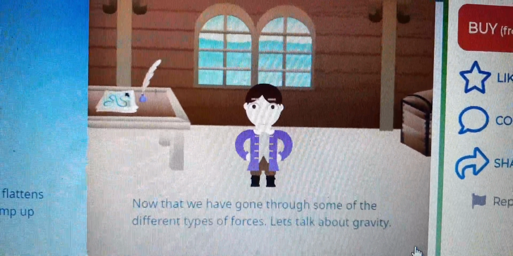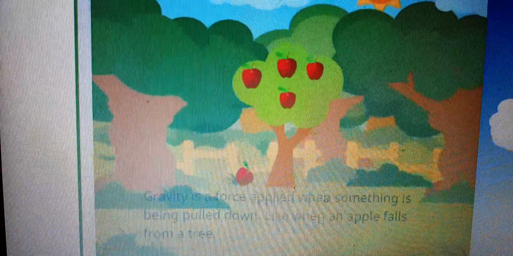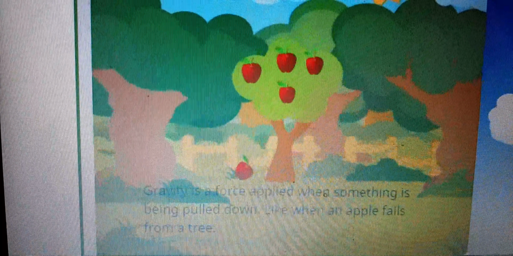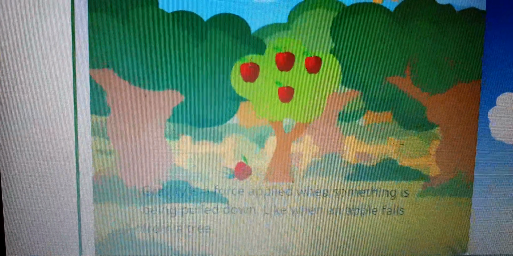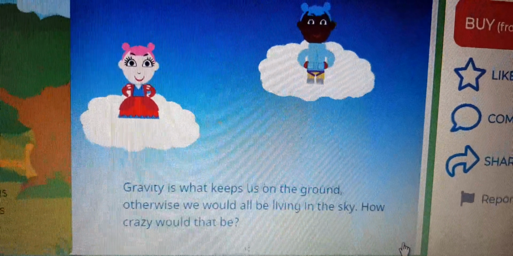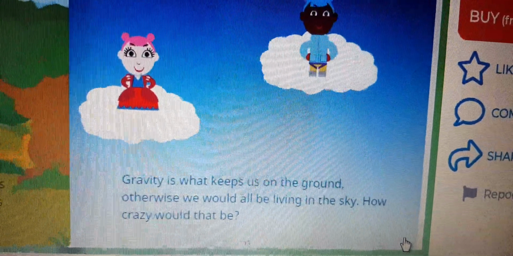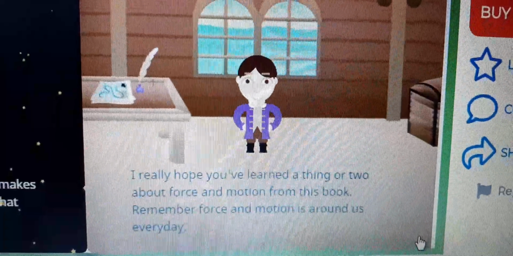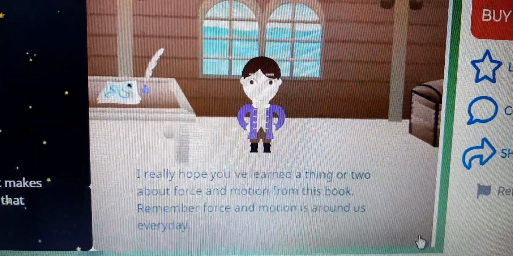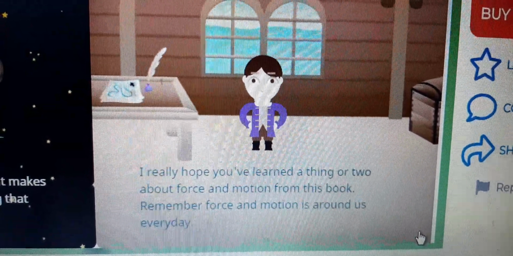Now that we have gone through some of the different types of forces, let's talk about gravity. Gravity is a force applied when something is being pulled down, like when an apple falls from the tree. Gravity is what keeps us on the ground. Otherwise, we would all be living in the sky or floating in the sky. How crazy that would be. Sir Isaac is saying, I really hope that you have learned a thing or two about force and motion from this book. Remember, force and motion is around us every day.